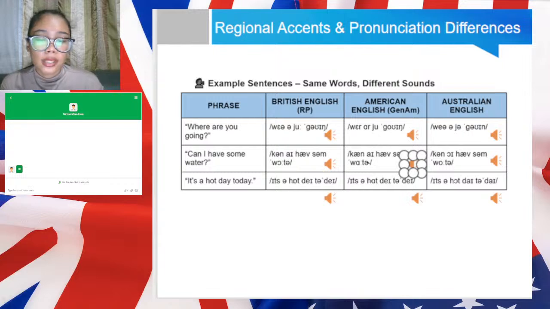Again, since American English by nature is rhotic, the R sound here, especially in the word "water," is clearly pronounced. And then the A in "can" is usually the same as in British English.